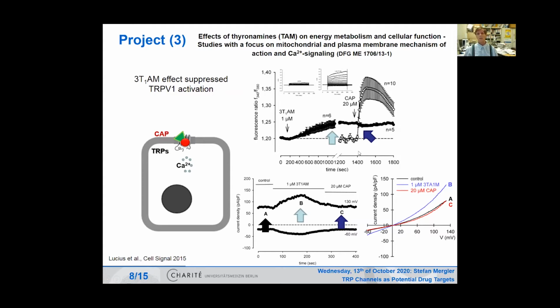There's a negative feedback indicating that we can modulate the channels by using this interesting thyronamine, which can also be tested in eye drops to avoid capsaicin activation of TRPV1 in cornea cells, which I will show you later in the dry eye syndrome explanations.